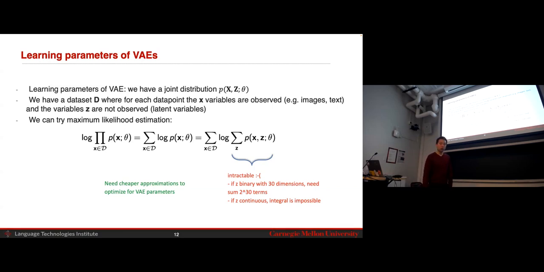So going from Gaussian mixture models to VAEs will essentially be replacing your Z from categorical to either larger dimension, discrete or continuous, in which case the summation over Z is impossible. How do we then do it?